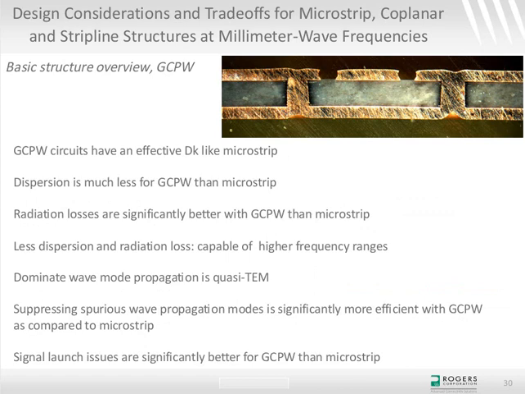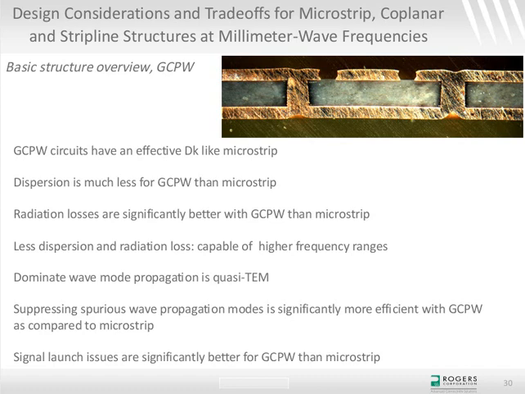It does have an effective dielectric constant like microstrip, for the same reason: the fields are used in both air and substrate. It also has dispersion, as microstrip does, but if the grounded coplanar waveguide is designed correctly, you can get much, much less dispersion as compared to microstrip. Same comment with radiation losses. If it is designed correctly, there will definitely be less radiation loss than microstrip. And the same with dispersion.